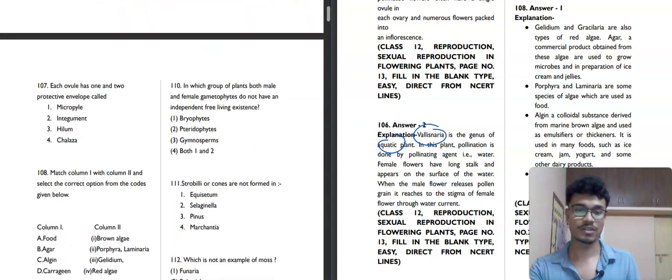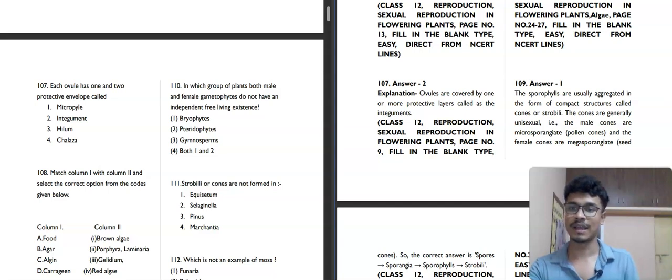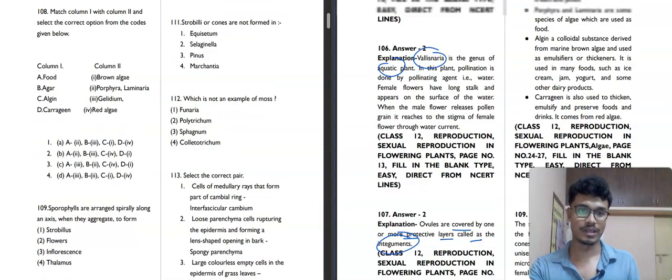Now we'll move towards the next question, question number 107. What is it saying? Each ovule has one or two protective envelopes called micropyle, integument, hilum or chalaza. Can you tell me about it? It is saying protective envelope. That means protective envelopes are the integuments. So the second option is our correct answer. Ovules are covered by one or more protective layers called integuments. Now we'll move towards the next question, question number 108.